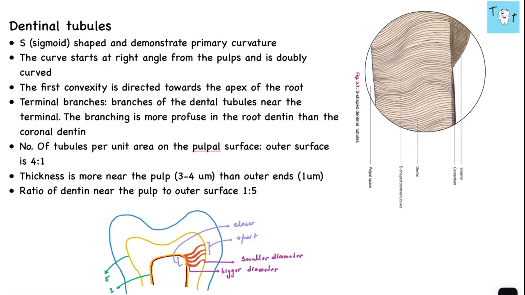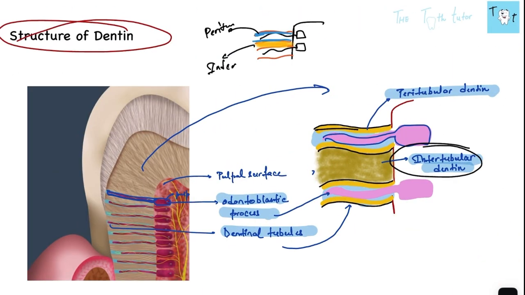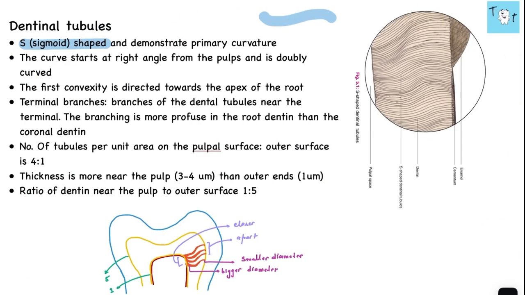Now starting with the dentinal tubules. So what are they? They are sigmoid shaped. Okay, so the shape is S-like. You can see over here. The shape of the dentinal tubules, they will go something like this, okay, throughout the length. So they're S-shaped and they show a primary curvature, okay. The curve starts at right angle from the pulp and is doubly curved.